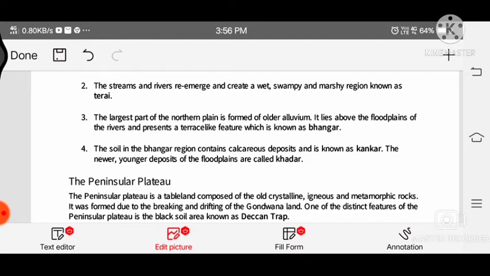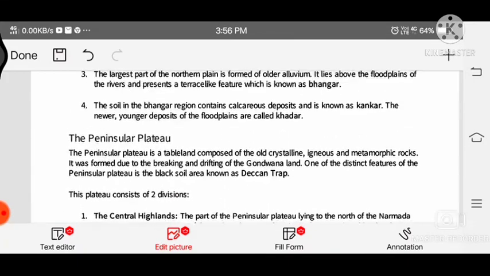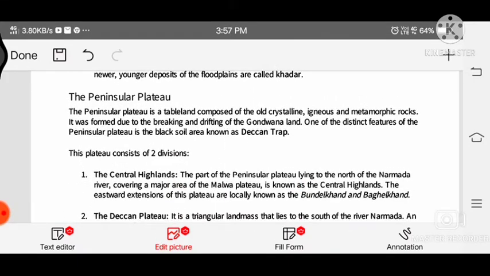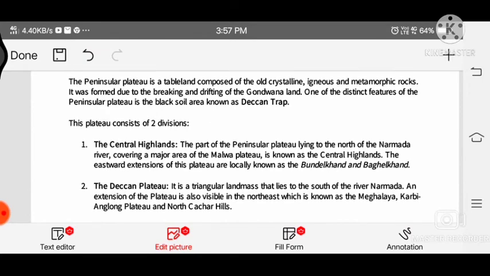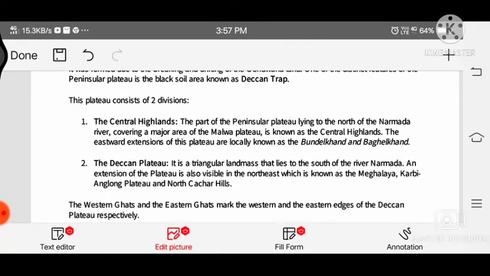The younger deposit of the floodplains is called the Khadar. The Khadar is at the level of the floodplains.